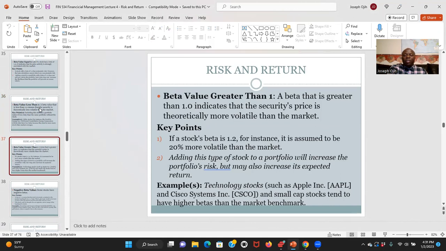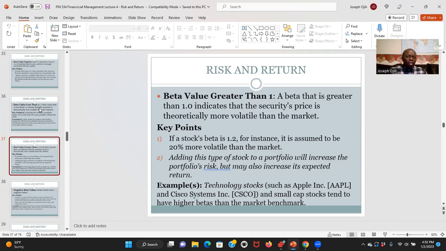Now, a beta value that is greater than 1 indicates that the security price is theoretically more volatile than the market. So if the market is going crazy, that security or that stock goes even crazier. So it's more risky than the market. When you add that stock to your portfolio, it will increase the risk of that portfolio. You make your portfolio riskier, but it can also bring bigger returns.